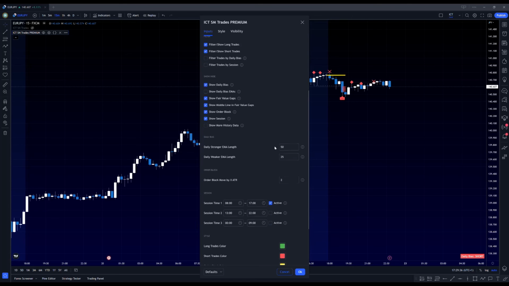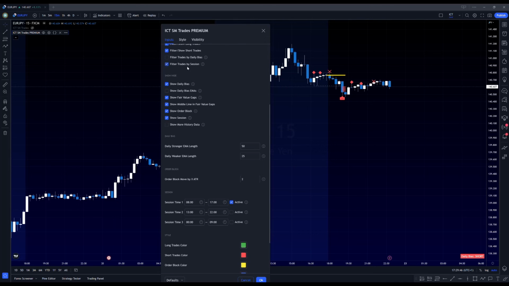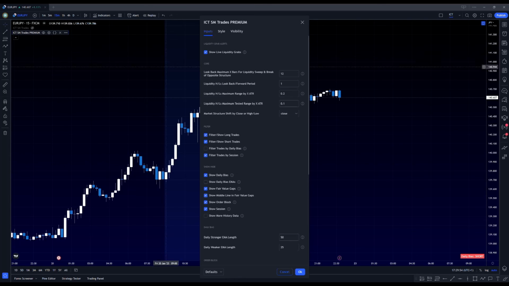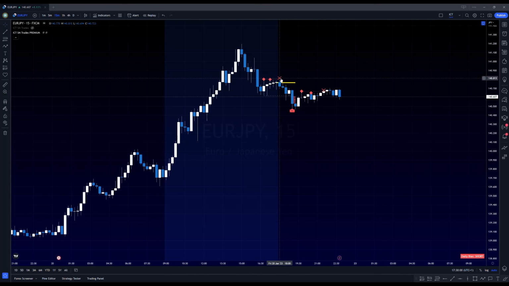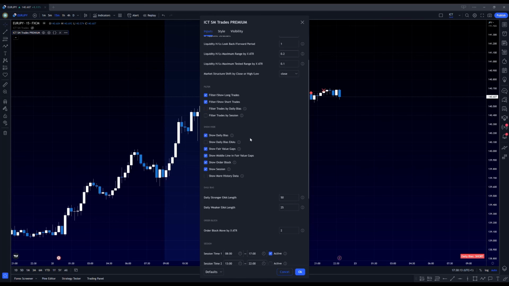The filter trades by session is working as well, only with active sessions. So if we click now to filter trades by session, it will disappear because it is considering where the liquidity grab is located. And as you can see, the liquidity grab is one candle out from that session, so it is not printing it. Okay, so the liquidity grabs need to be in these sessions, which has to be filtered. Okay, so it is working in that way.